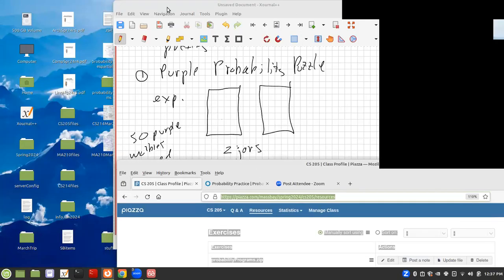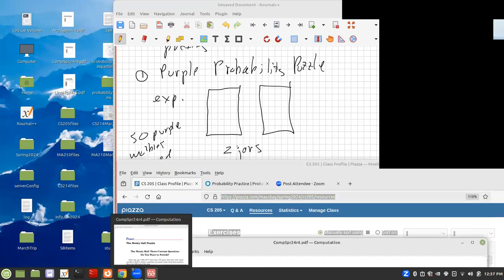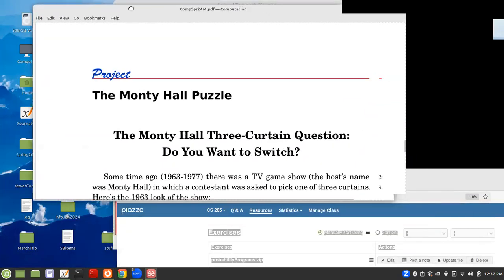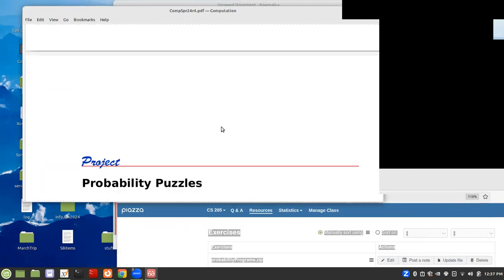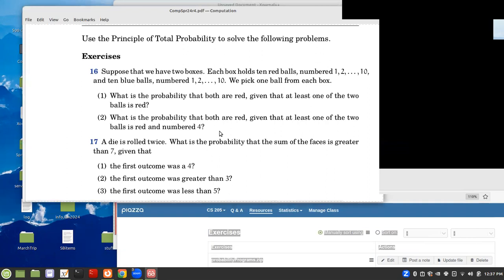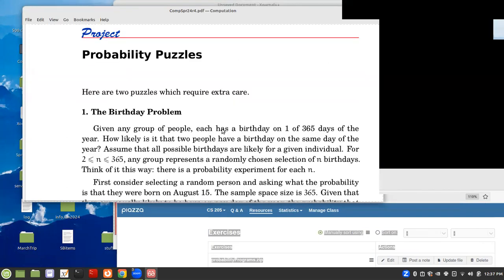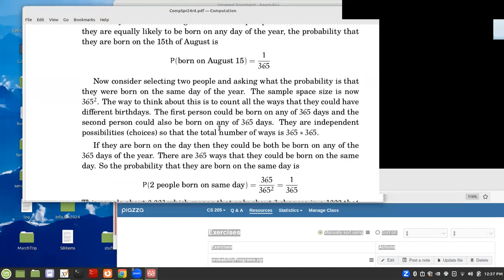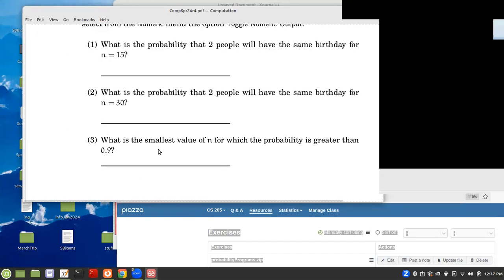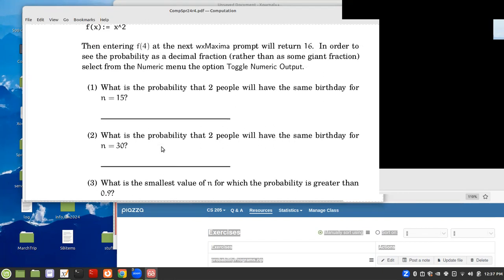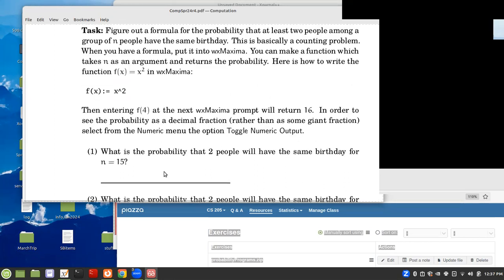Okay. So in the text, the first puzzle was the birthday puzzle for the project, right? Well, the birthday problem, you have these questions here. For example, what's the smallest value of n for which the probability is greater than 90%, 0.9?